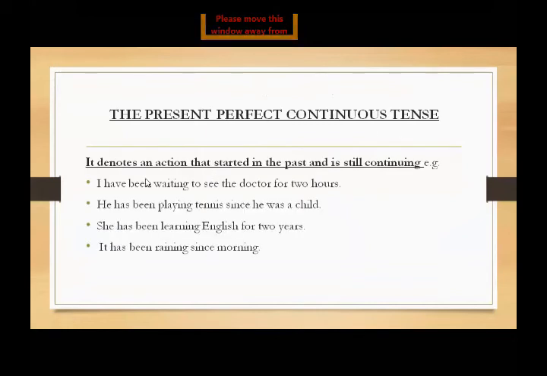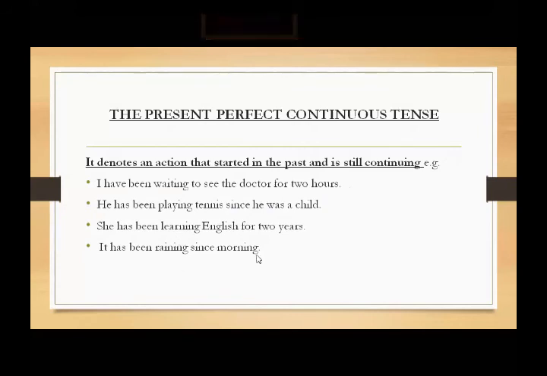It shows an action that started in the past but is still continuing. I have been waiting to see the doctor for 2 hours. He has been playing tennis since he was a child. She has been learning English for 2 years. It has been raining since morning.